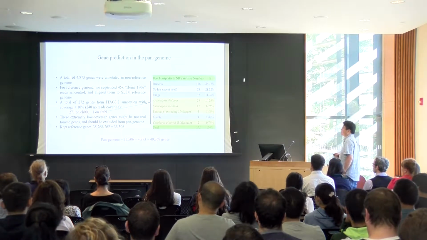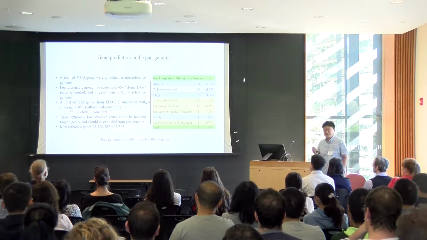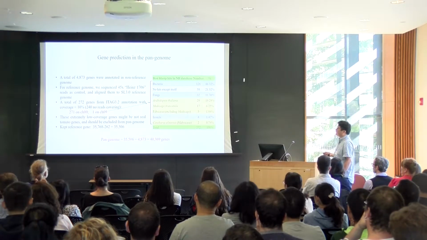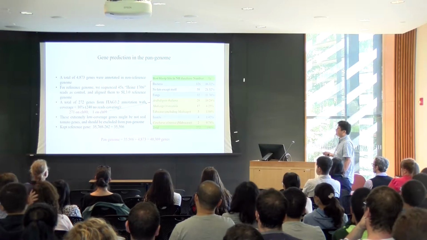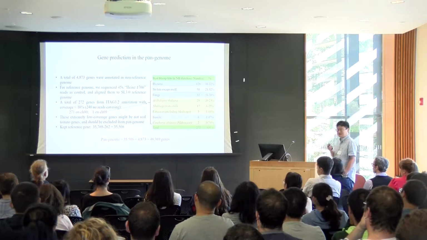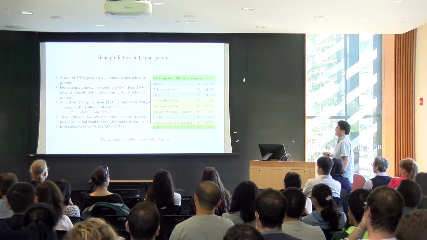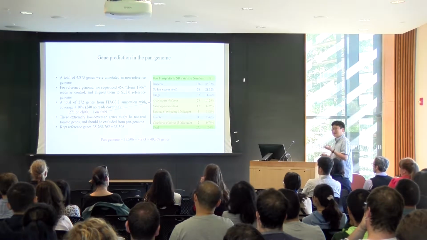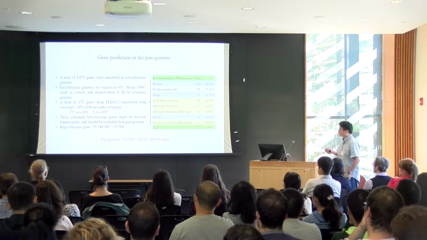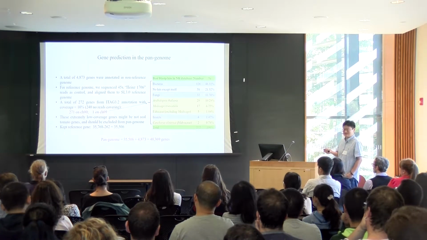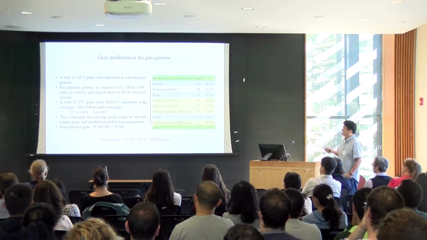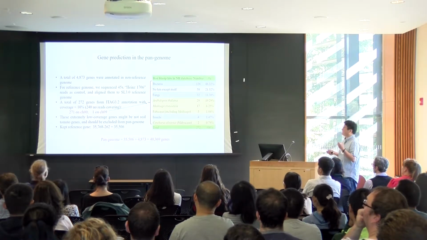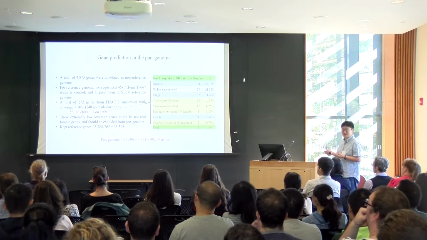So we then did a gene prediction for this non-reference genome. As Paul already mentioned, we got a total of 4,873 genes annotated in the non-reference genome. For the reference genome, we also did a high-depth genome resequencing. The reference was Heinz 1706. We did 45x sequencing, used it as a control, and aligned these reads to the reference genome.